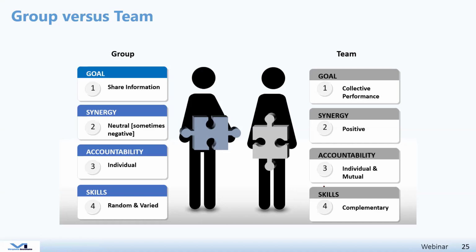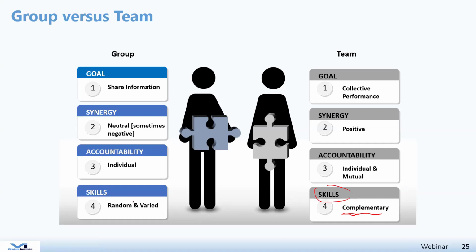Under a team, the skills are complementary, which means that the project team members complement each other. It means that they complete each other. They complement each other's strengths. So they complete each other. If I am good in one area and another project manager is good in another area, we complete each other. But under a group, the skills are random and vary.